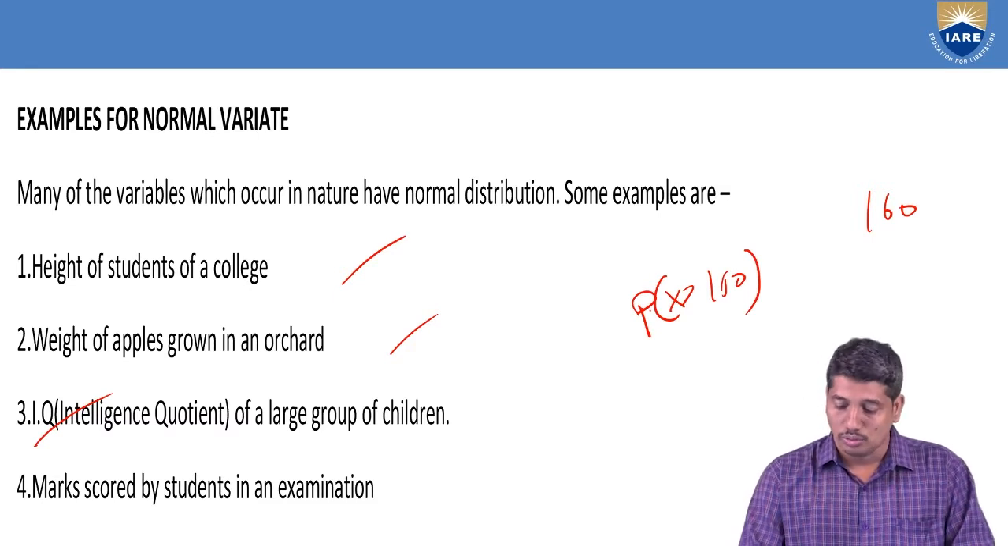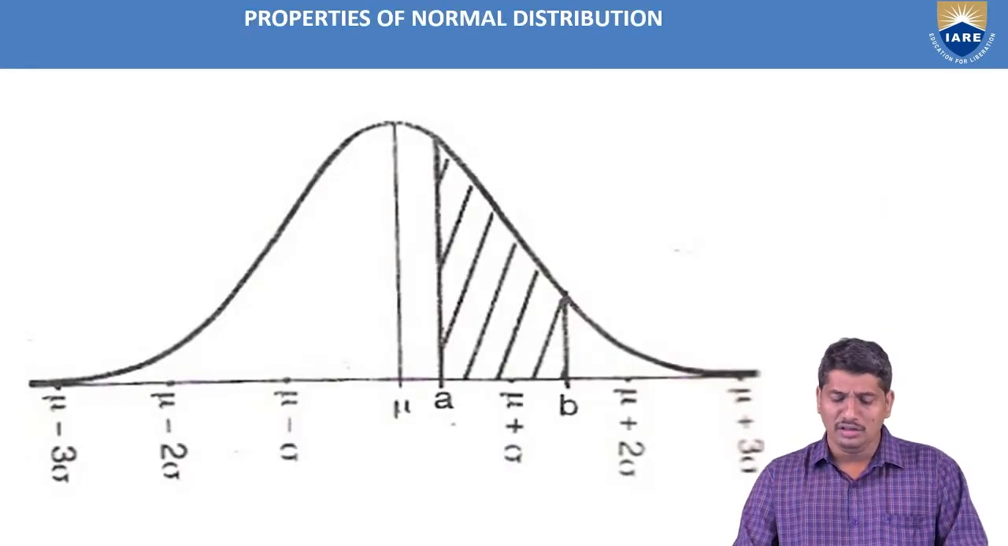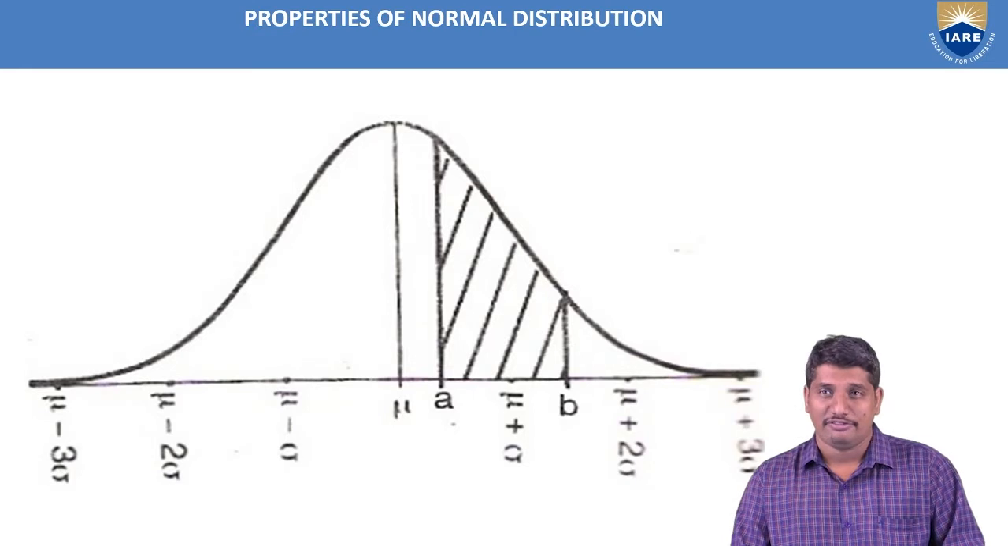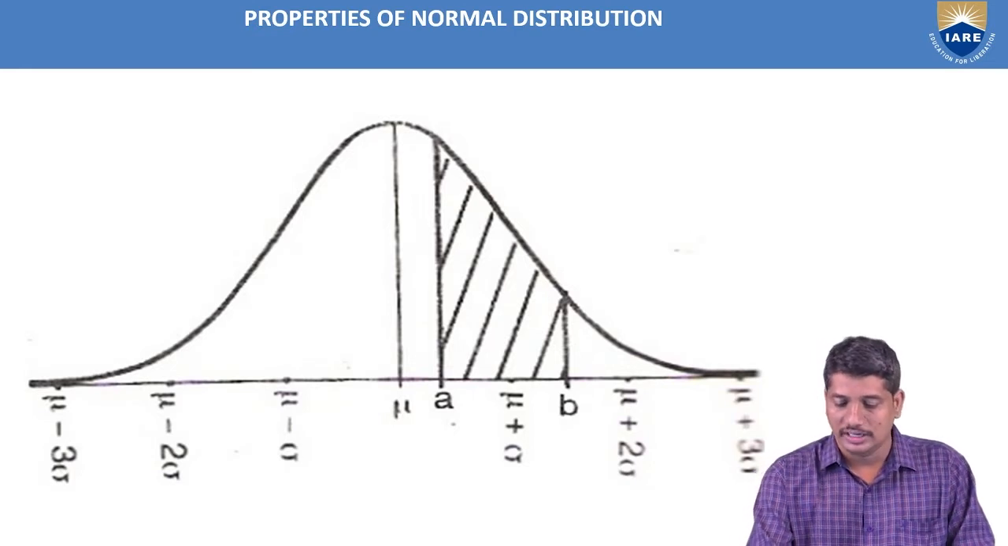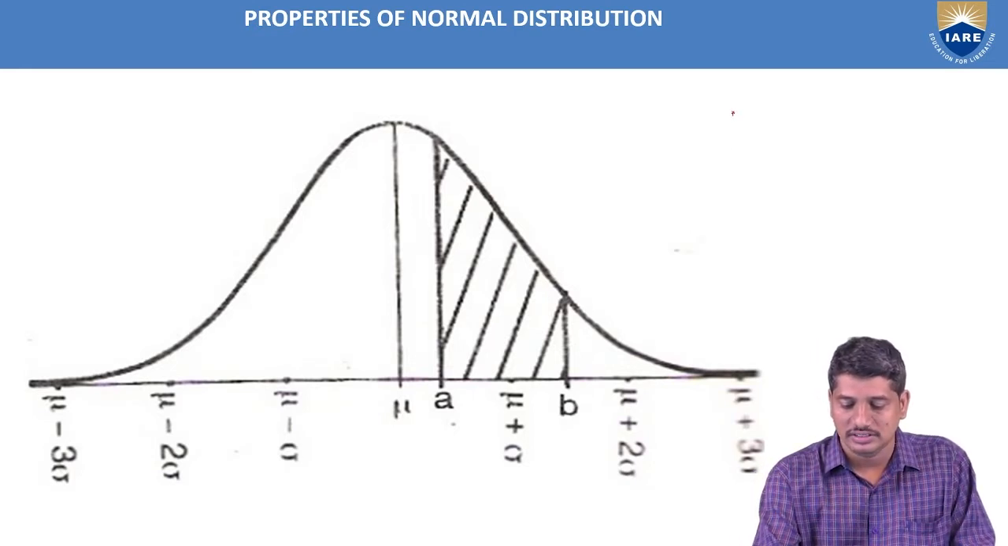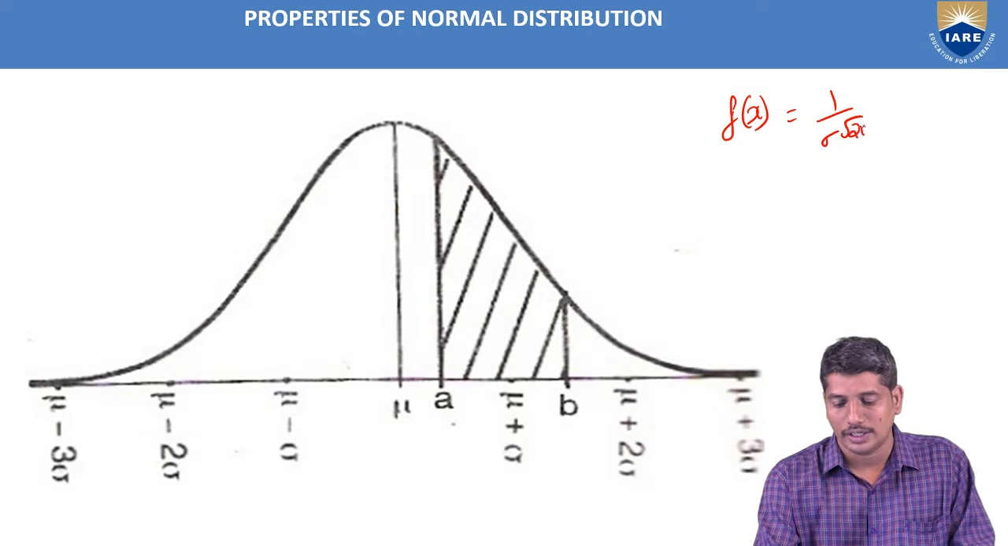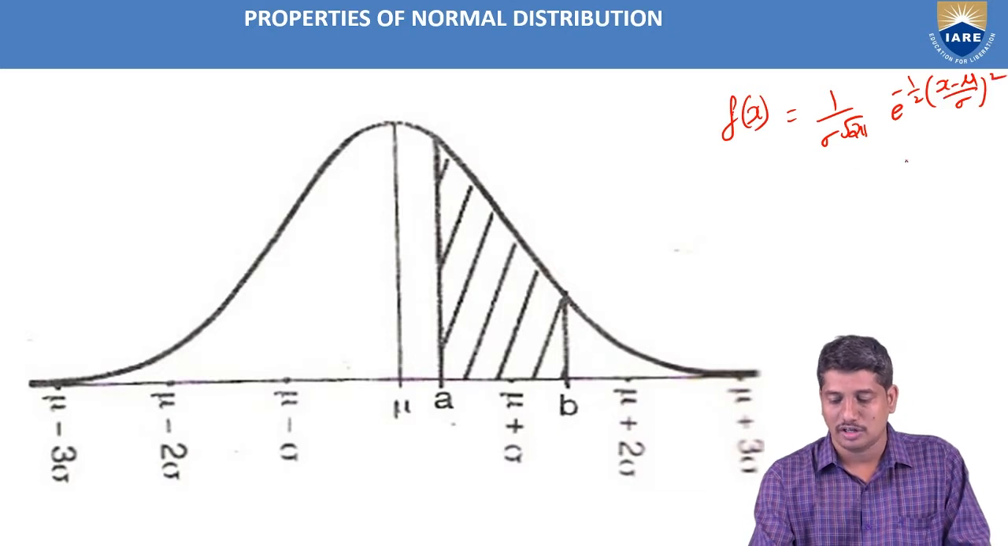Now here you are observing a graph. What is this graph? This graph is nothing but the graph of the density function 1 by sigma root 2 pi e power minus 1 by 2 (x minus mu by sigma) whole square, that is, the normal distribution.